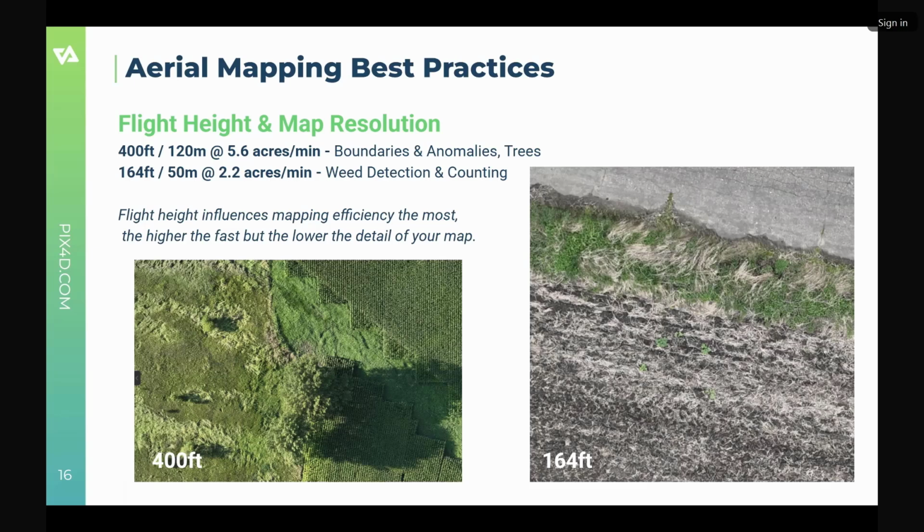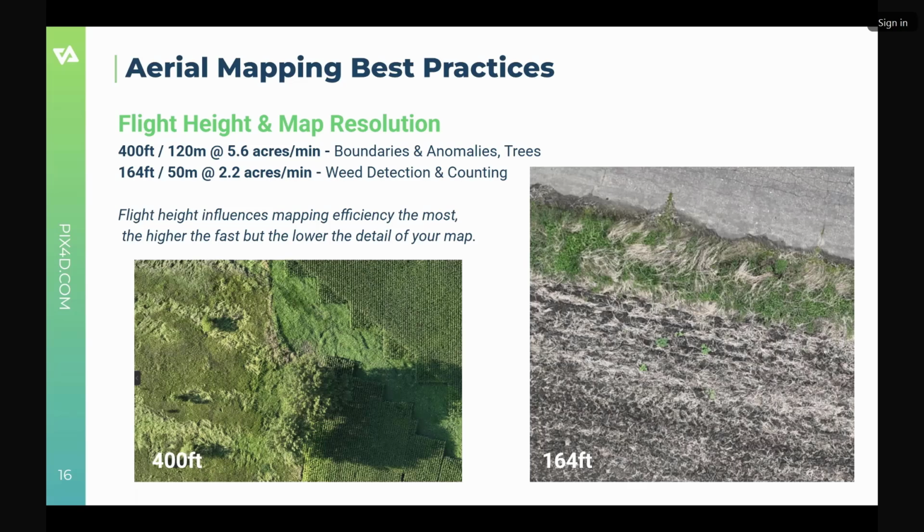But if you want to do weed detection, then you go into the limits of this drone and you actually need to drop it to about 160 feet, which is 50 meters, or even lower. And then that really cuts into the mapping efficiency. Yeah? So then you are looking at 2.2 acres per minute with such a drone. So you need to be really careful not to overdo it and only acquire the data at the flight height which is really necessary.